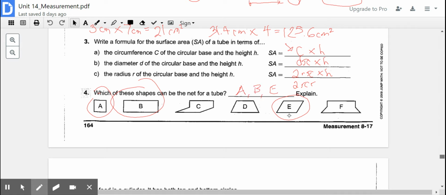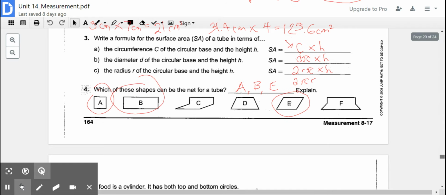Well, because it's a parallelogram, right? So whenever I've got anything where the top and the bottom and the left and the right are equal, then I can find the area. So that could be a tube. Let's move on.